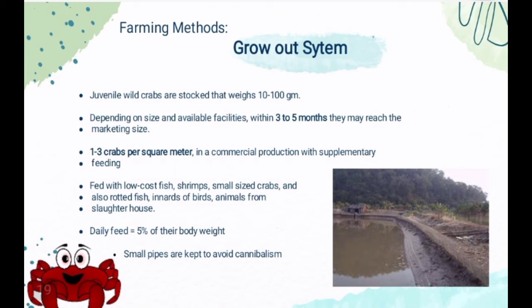One to 3 crabs per square meter in commercial production, with supplementary feeding. They are fed with low-cost fish, shrimps, small-sized crab, and also rotted fish, innards of birds and animals from slaughterhouses. Daily feed is 5% of their body weight, and small pipes are kept to avoid cannibalism. So small pipes are needed to avoid cannibalism of crabs.